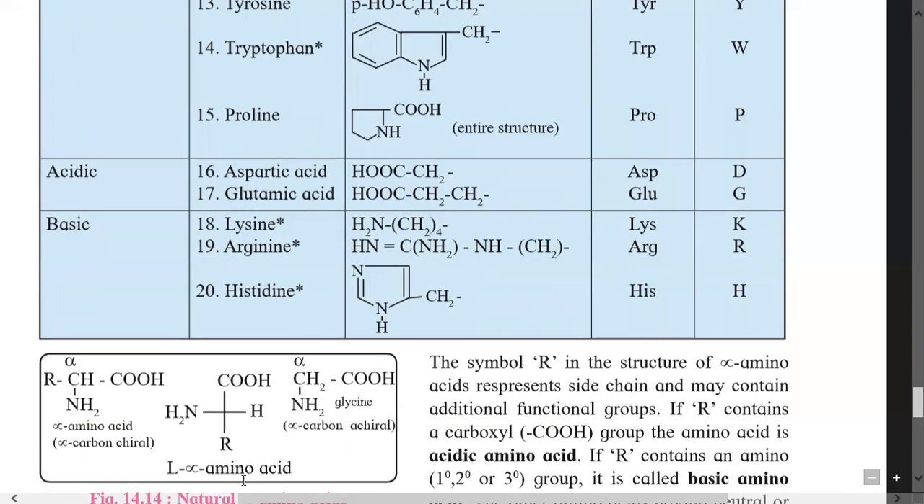The R group in lysine is NH2 and CH2 four times. Then in arginine, NH double bond C NH2 NH CH2, and in histidine, this 5-membered ring with 2 nitrogen, two double bond and CH2 group. Here the symbols are LYS, ARG and HIS. The one letter symbols are K, R and H.